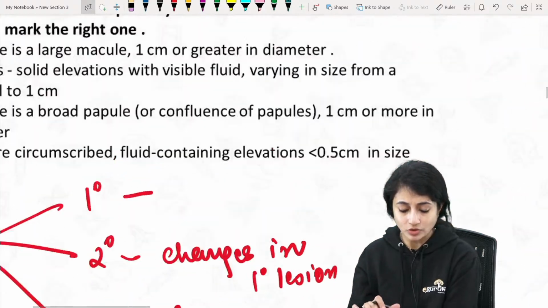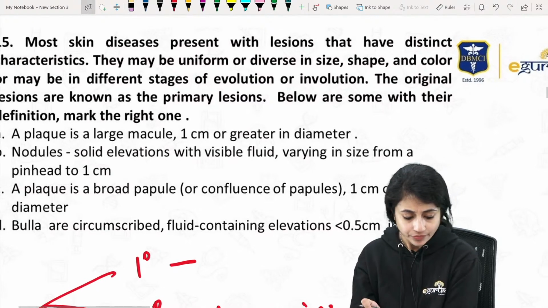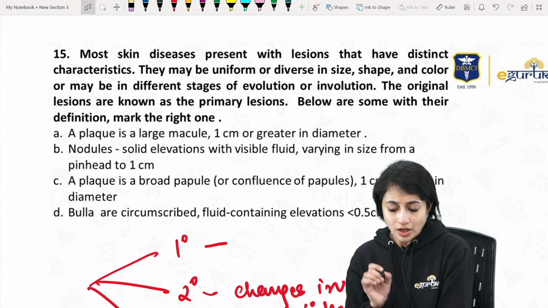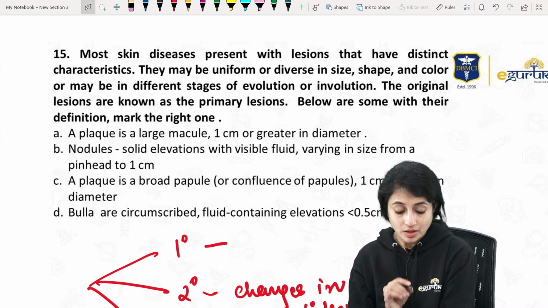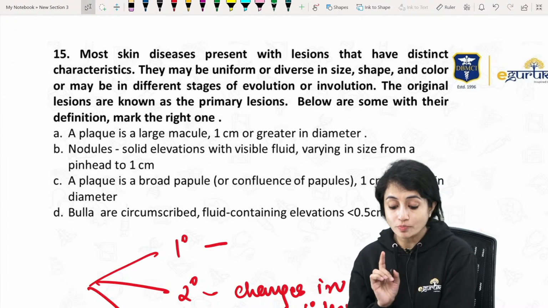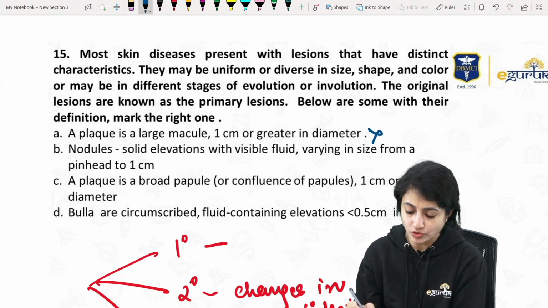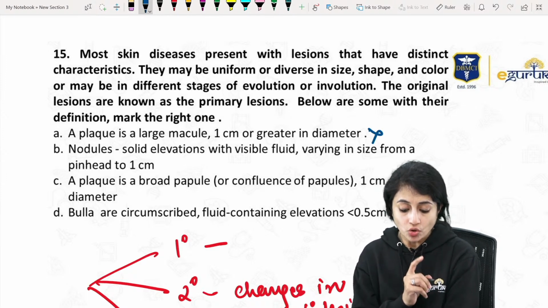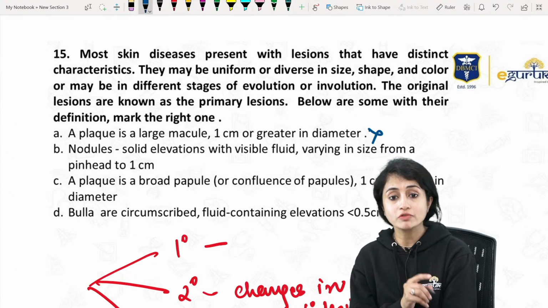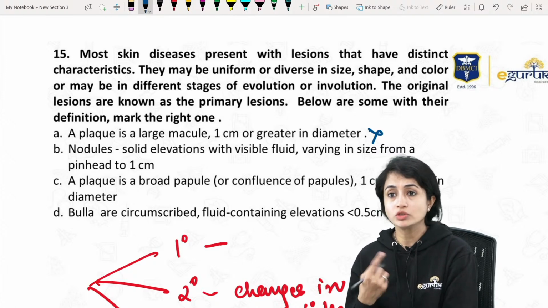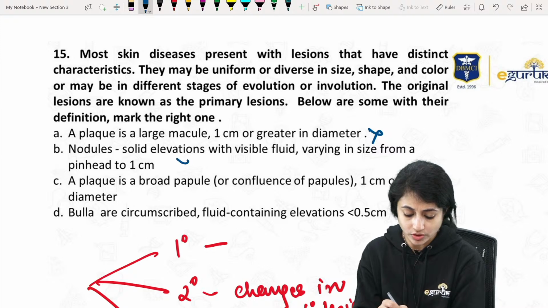So now let's come back to the question here. I have to mark the right one. A plaque is a large macule. Is a plaque a macule? No. A patch is a large macule. So this is not correct. Nodules have solid elevations with visible fluid. Nodules have no fluid in them. So no, this is not right.